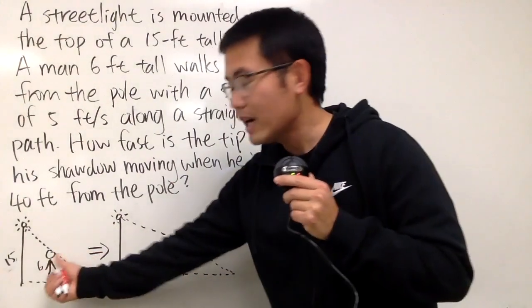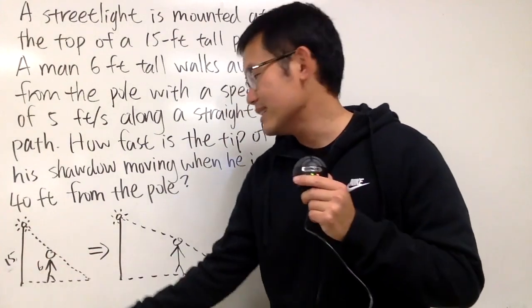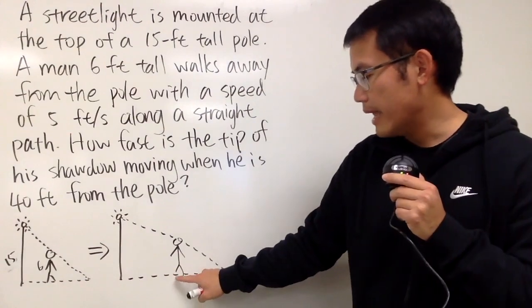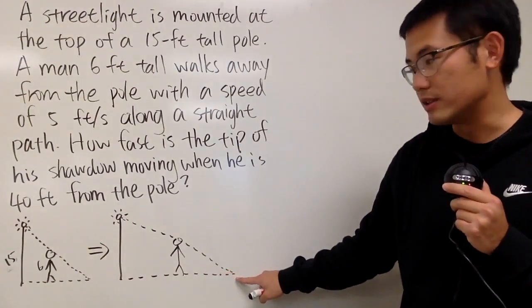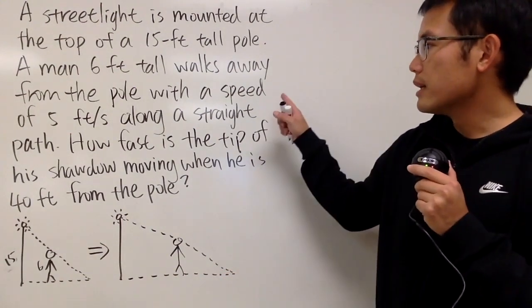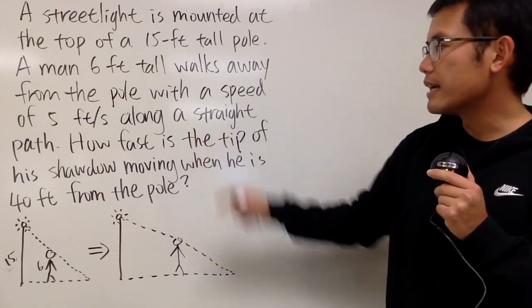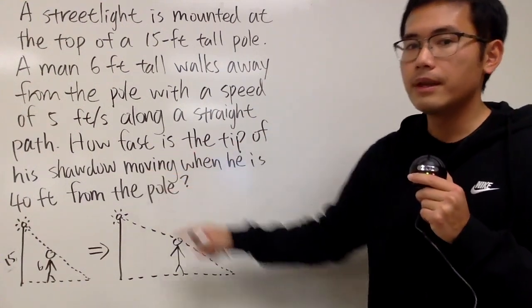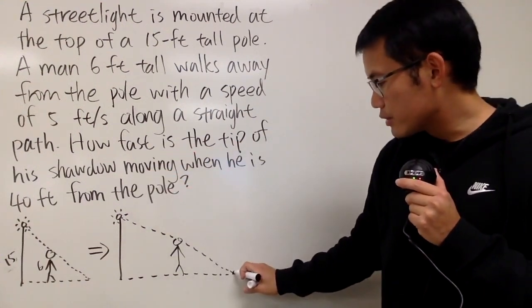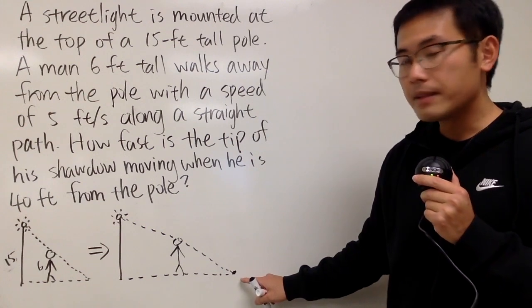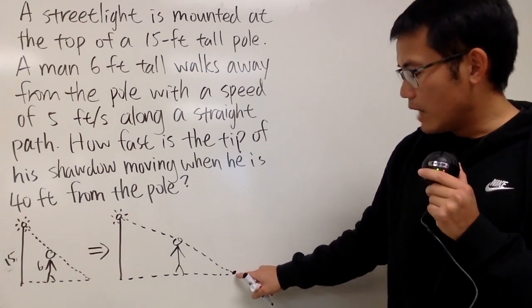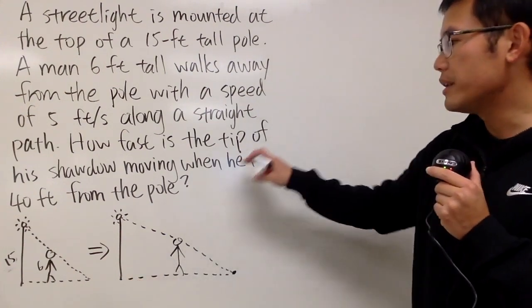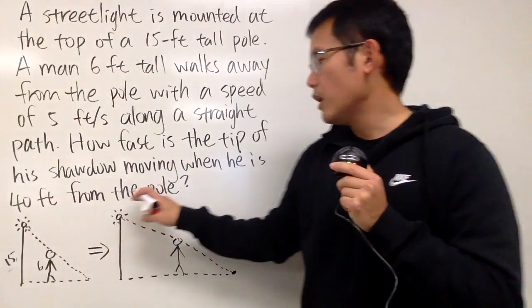And he is going to walk away from the street light. And of course, you can see that in the second picture he is further out. And of course, you can also see his shadow is longer as well. We know that the speed is 5 feet per second. And the question is asking, how fast is the tip of his shadow moving? Well, this right here is going to be the tip of his shadow, right? So technically, we should be looking for how fast this point is moving away from the pole when he is 40 feet away from the pole.